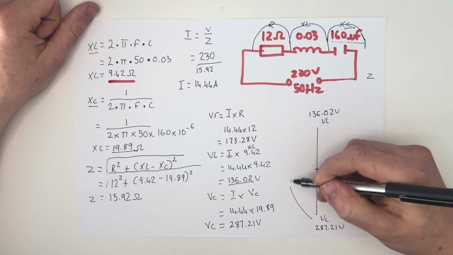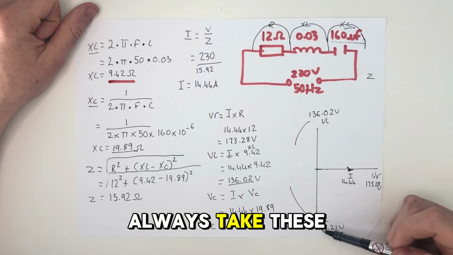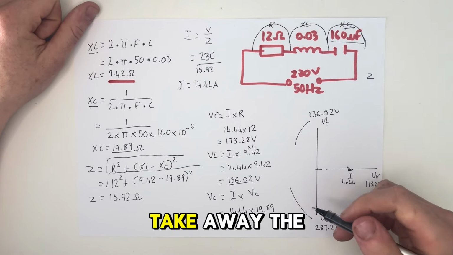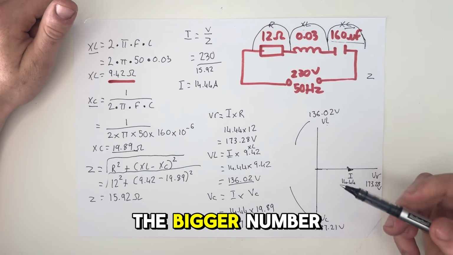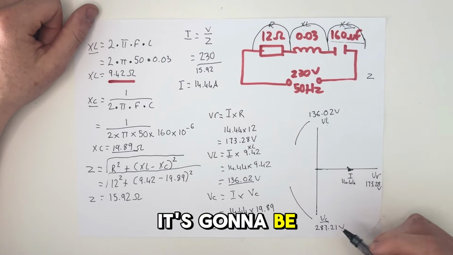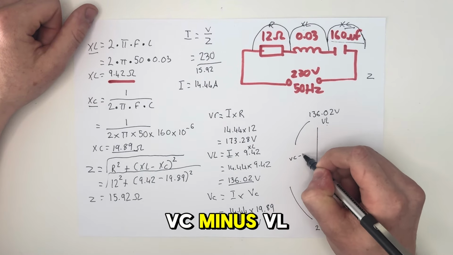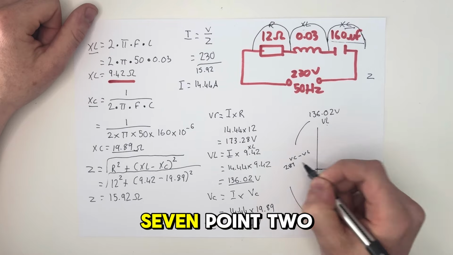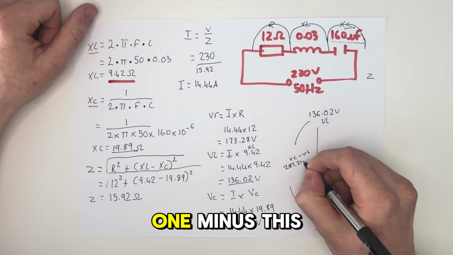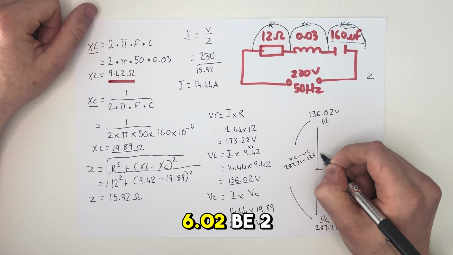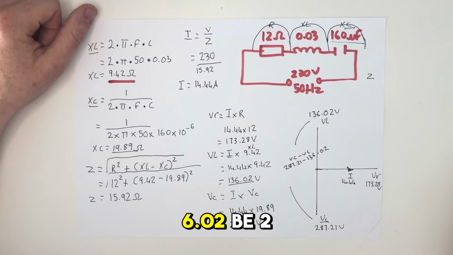Now, always take these away, VL and VC. It's always going to be, take away the smaller number from the bigger number. So this way, it's going to be VC minus VL. We have 287.21 minus 136.02.